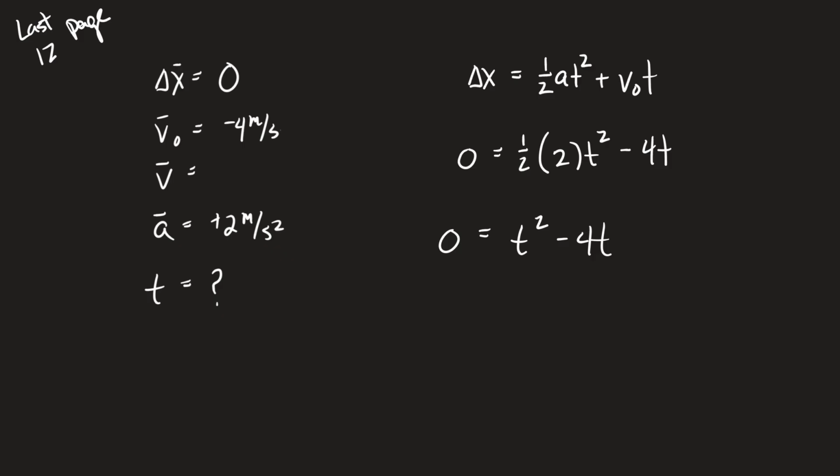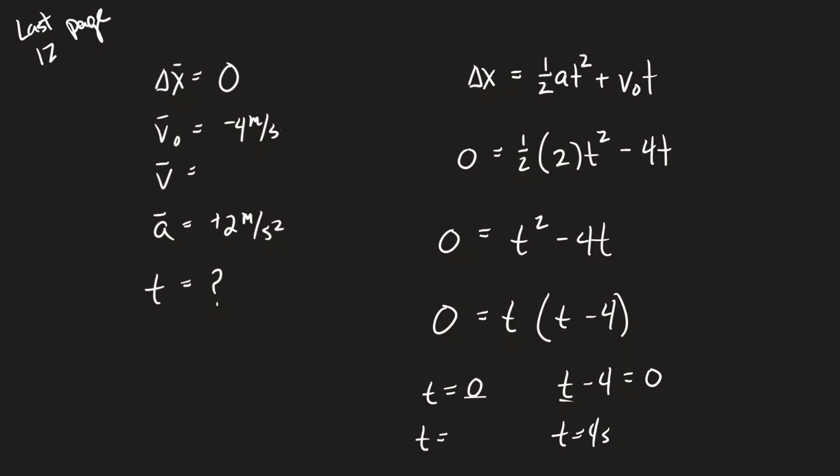Now, some of you might feel like we can just add 4t to both sides and then divide by t, but we can't. In order to get the correct answer, we need to find both factors and set each factor to 0. So I'm going to factor out a t. And remember that in a quadratic, there are often two answers. So this is a quadratic. I will set each factor equal to 0. And this produces two answers. t equals 0 seconds and t equals 4 seconds.